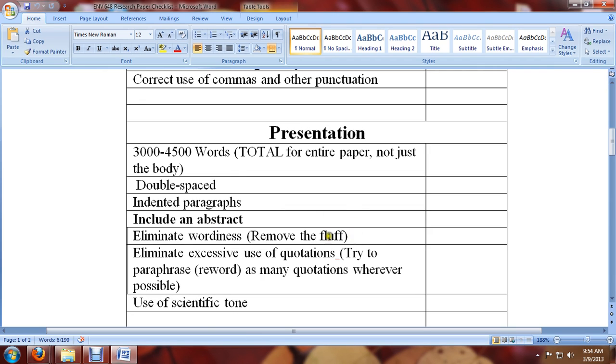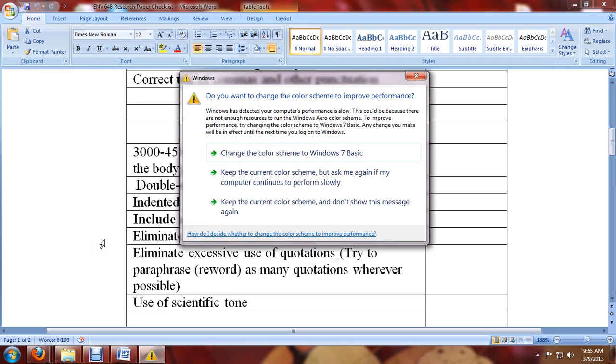This goes back to the scientific tone. Eliminate excessive use of quotations. Try to paraphrase or reword as many quotations as possible. Is that quotation necessary to the paper? Does it provide additional information? Is it something that can be eliminated? Can you put it into your own words? Very important. And then again, using scientific tone.